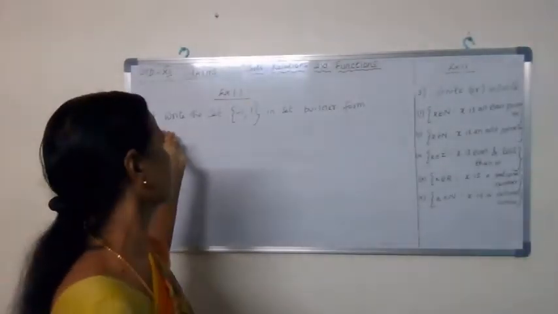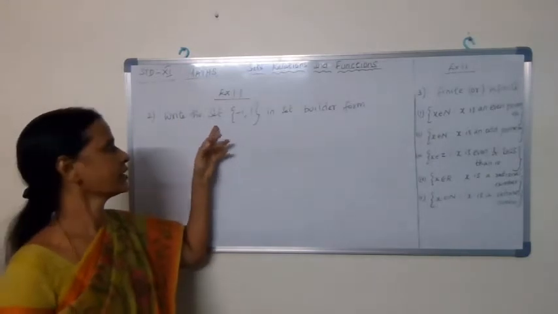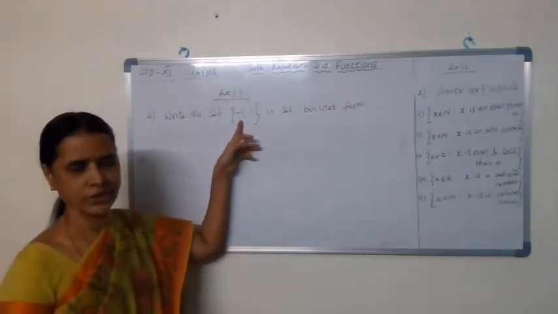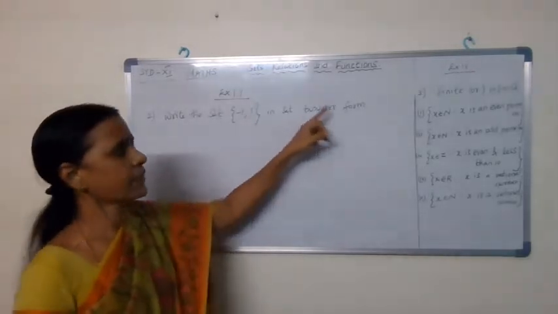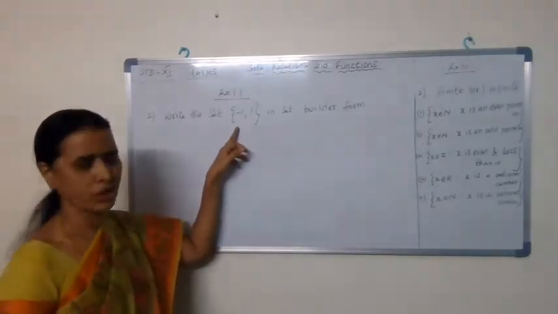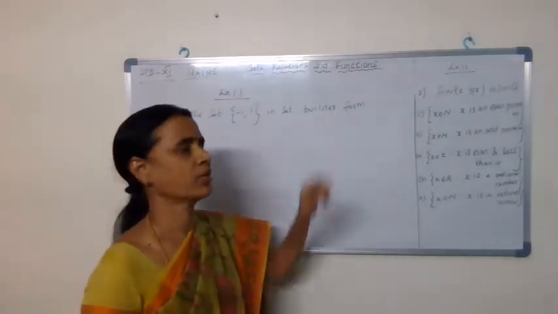Now we shall see exercise 1.1, second problem. What is given? Write the set notation. Within the set notation you have -1 and 1. That means this is given in terms of roster form. We have to rewrite this in set builder form.